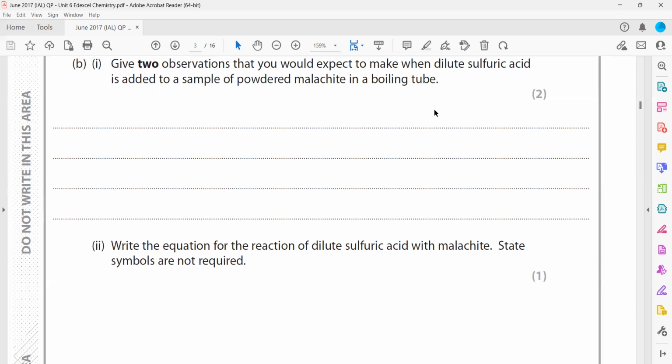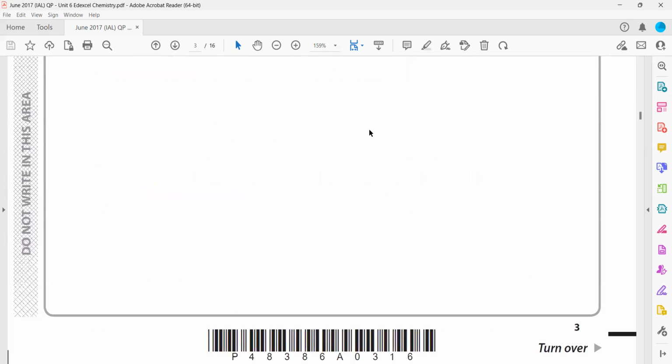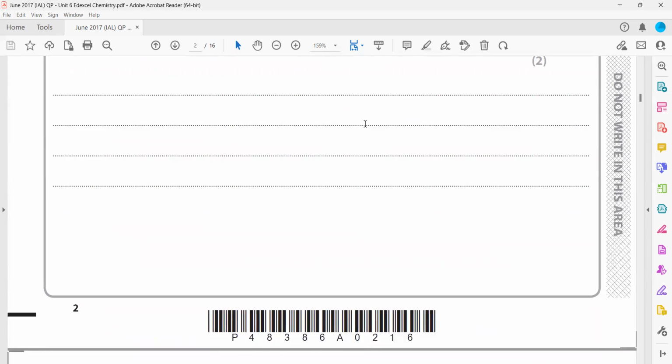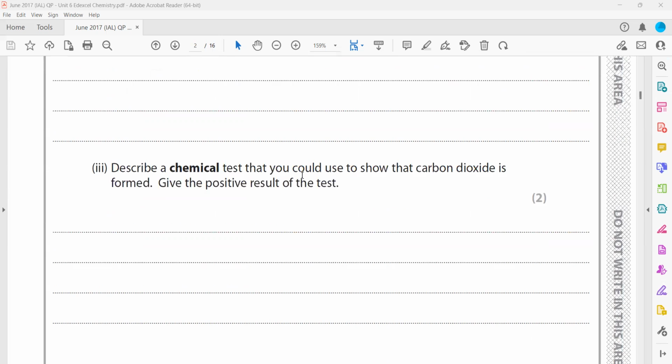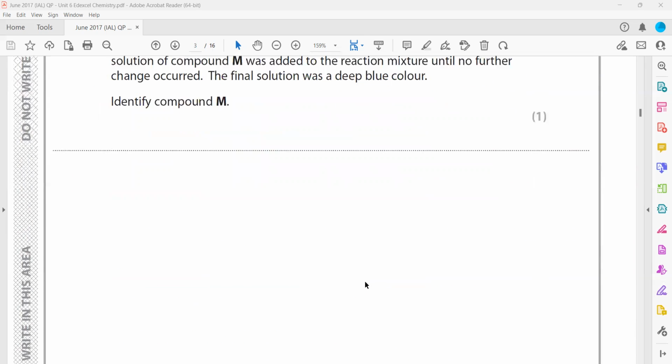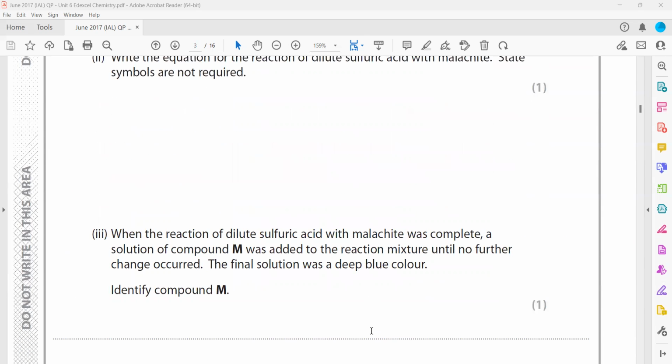So what we do: we measure the mass of the original sample, and then we measure the mass of the residue. And we compare the mole ratio, finding the moles of the original and the moles of the residue. If the ratio is 1 to 2, it means that the formula of malachite, which we write here, is correct. Is this one clear?